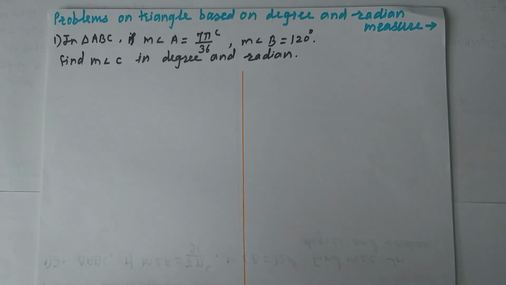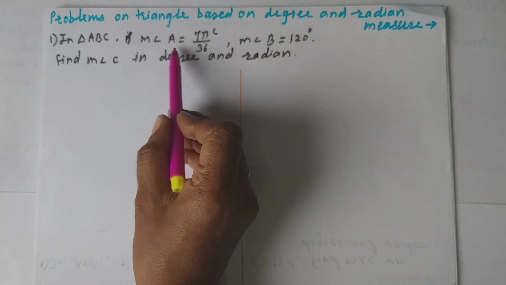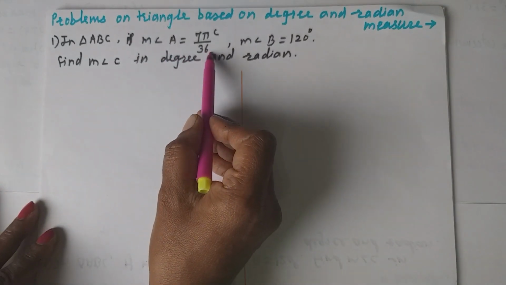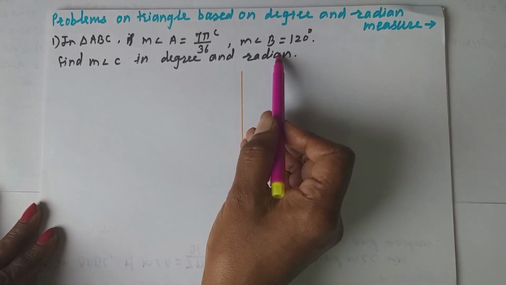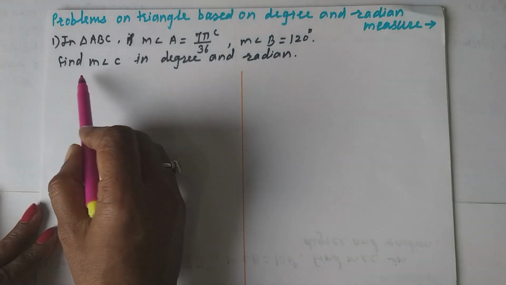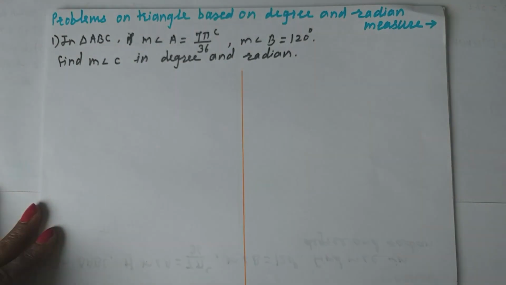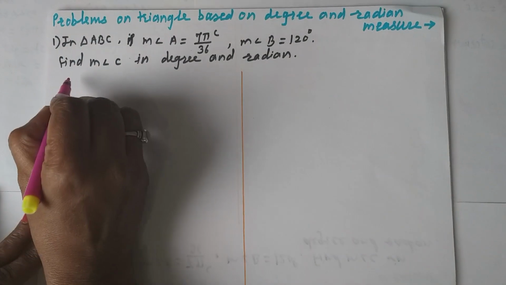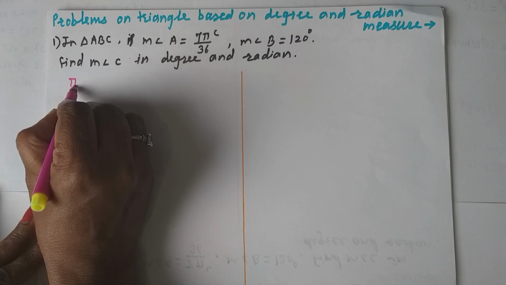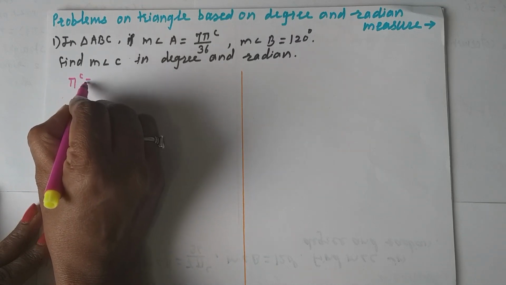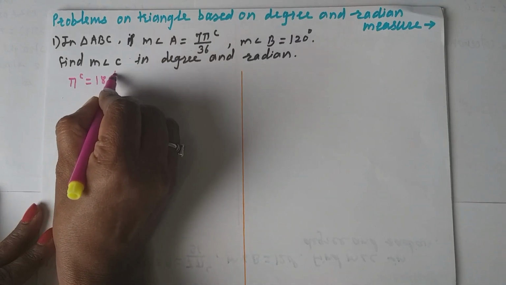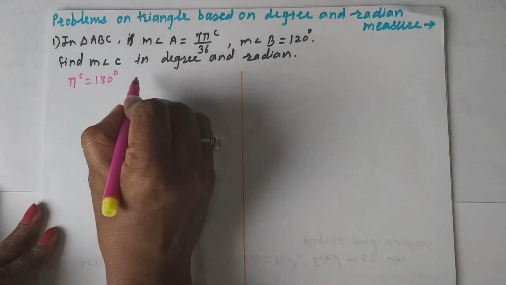In triangle ABC, if measure angle A is 7 pi by 36 radians and measure angle B is 120 degree, then find measure angle C in degree and radian. For such type of problems, you must know the conversion of degree into radians and radians into degree. In our previous lecture, we have seen the basic formula that pi radians is equal to 180 degree. This is our basic formula.